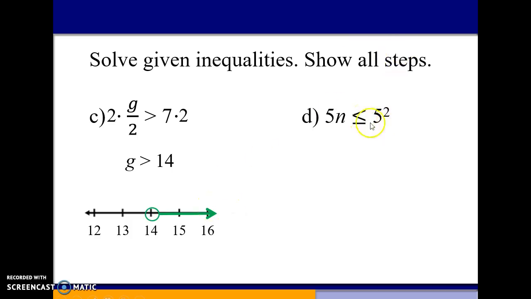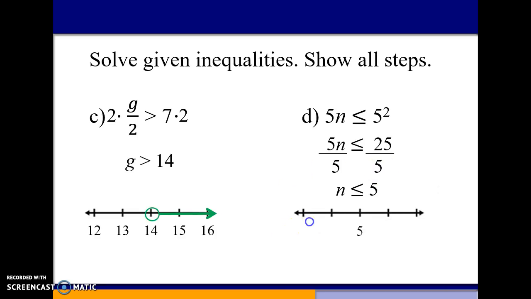For the next example, we should evaluate 5 squared first. And then we undo multiplication by dividing by 5. The same to the other side. We have n is less than or equal to 5. Because of the equal sign, 5 is a possible solution, so we should put a closed dot on 5, and all numbers less than 5 are solutions.